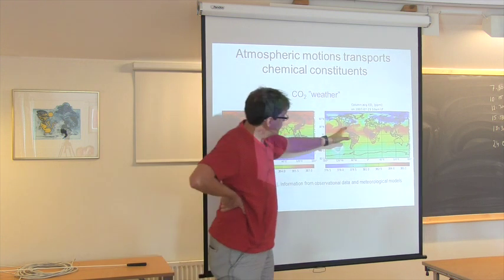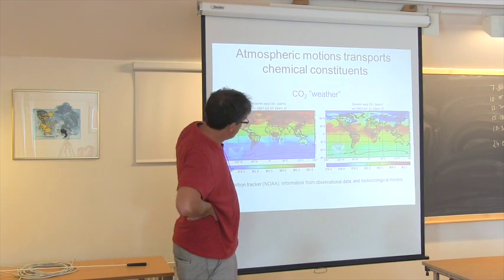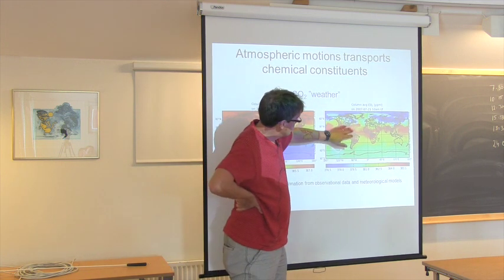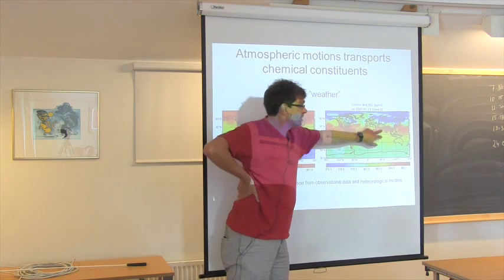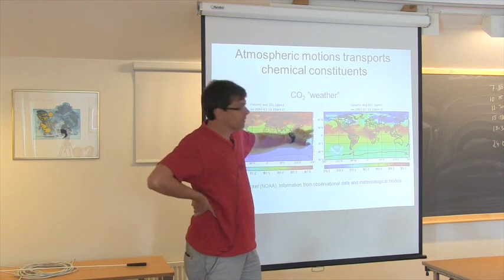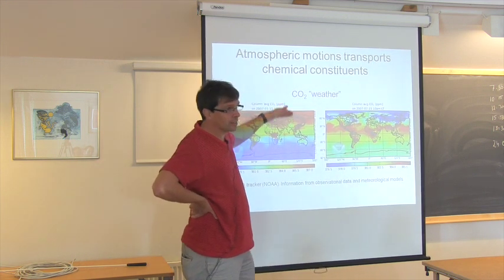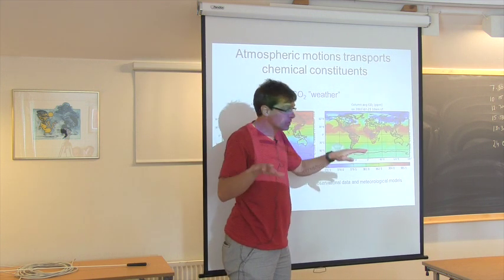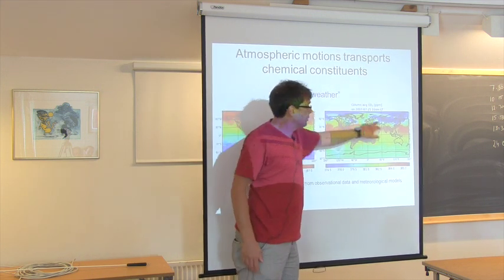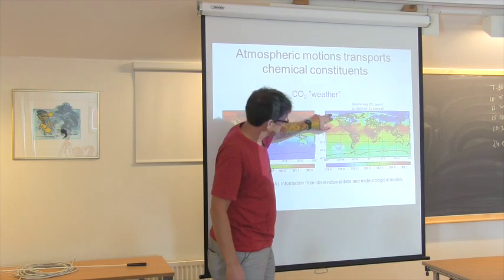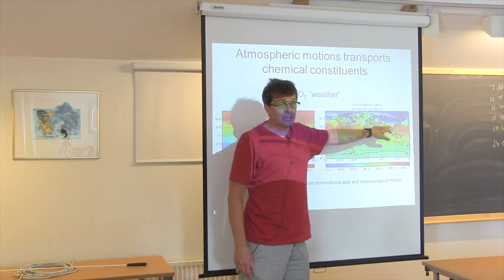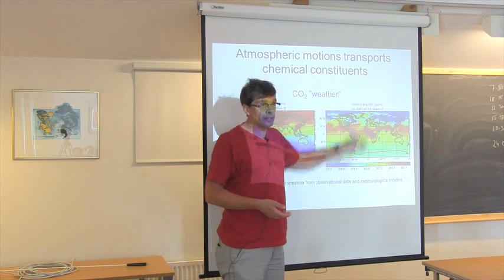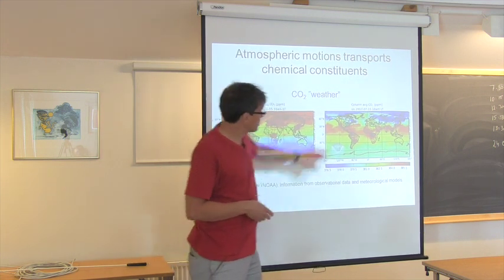Half a year later, we can see that these high concentrations up here, that kind of air is now seen down here. So concentrations in these areas have increased. So air from the north with high CO2 concentrations has started to be dispersed towards the south. At the same time, there are lower concentrations up here, and that's due to uptake by growing vegetation. So there is a strong seasonal cycle to CO2, and that's also seen here.